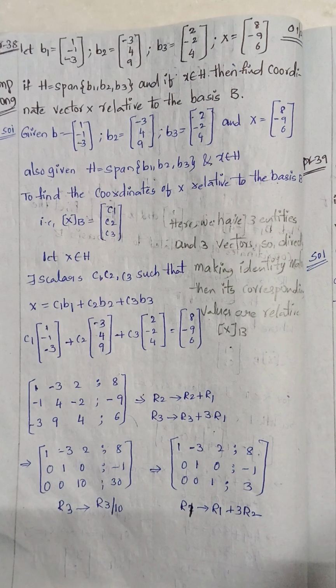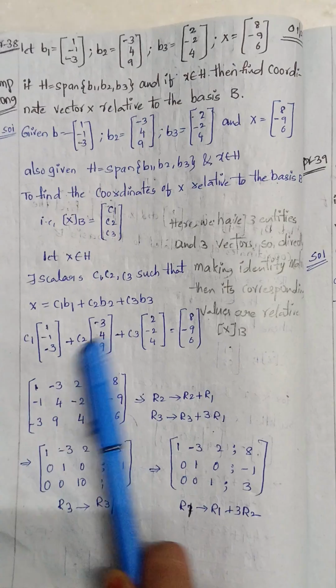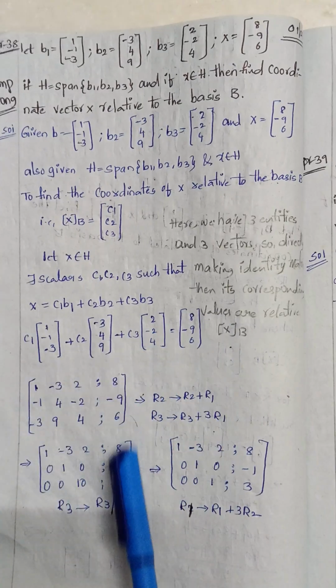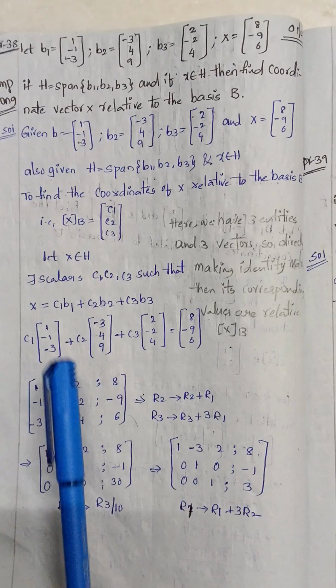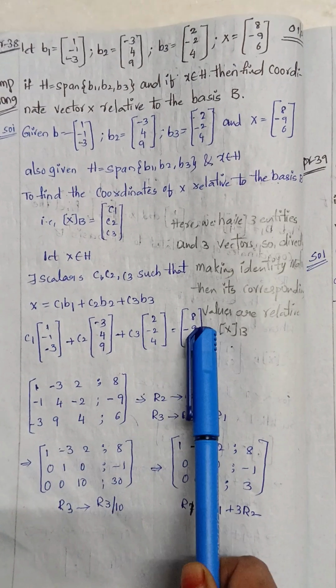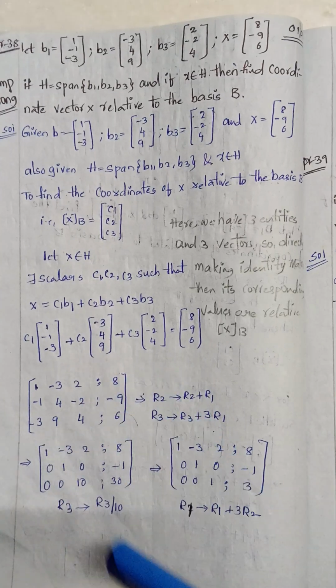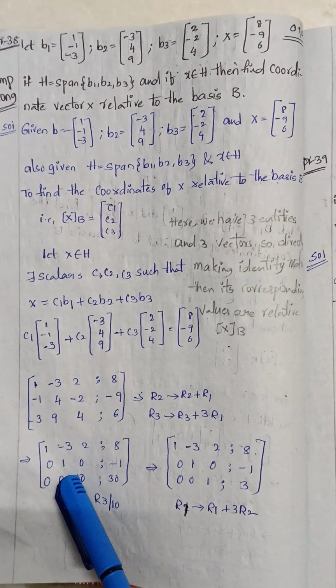Of course, we can do it in 2 methods. By taking this, c1 minus 3c2 plus 2c3 equal to 8, like this we are getting 3 equations. By solving those 3 equations, we are getting c1, c2, c3 values. But another way to solve this problem is to take these as first column, second column, third column, and the right side values. Now we do row operations, so that we convert this left matrix into the identity matrix.